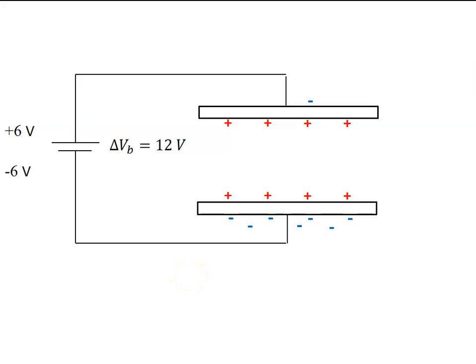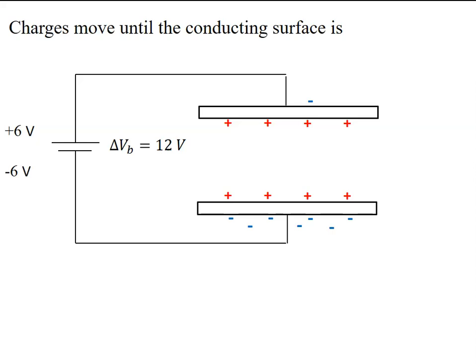Okay, when does the process stop? Well, we've discussed this idea. We said that charges move until, let's see if you remember, something to do with the conducting surface. Charges move until the conducting surface is an equipotential. And we did some demonstrations with this in class. So electrons will stop moving when the top plate is at the same potential as the positive terminal, because this is all one big conducting surface.